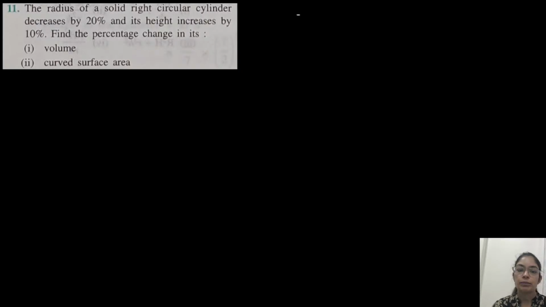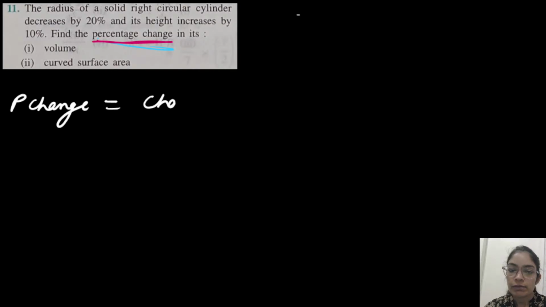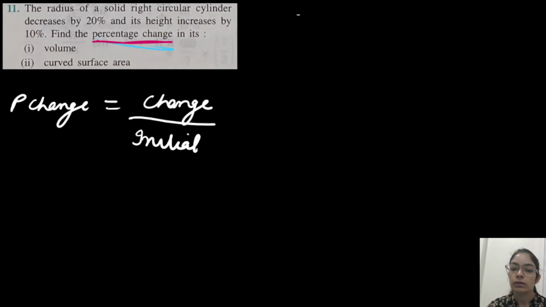So first of all, in this question, what you have to find? Percentage change you have to find. Whenever you are finding percentage, always remember, percentage change you are finding, its formula will always be change by its initial value into 100. Because whenever we are finding percentage, we are multiplying by 100%.